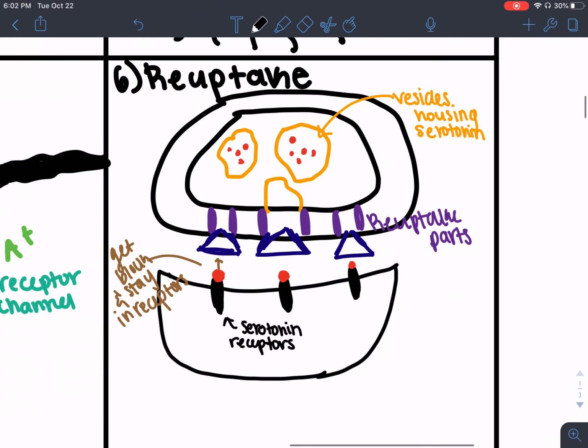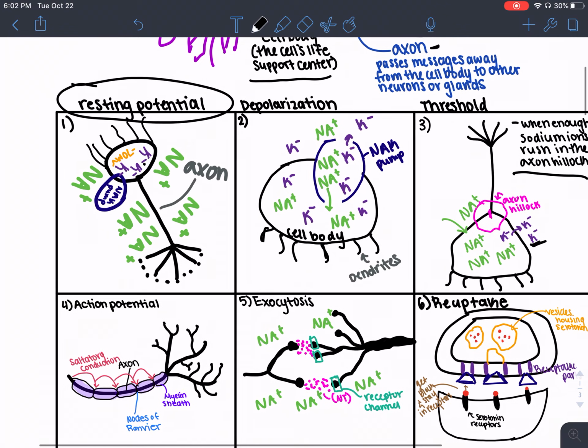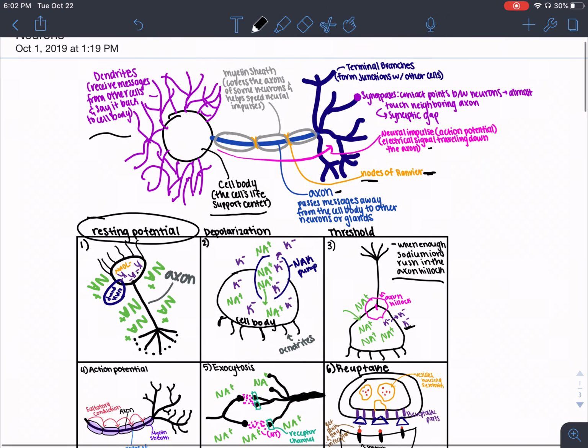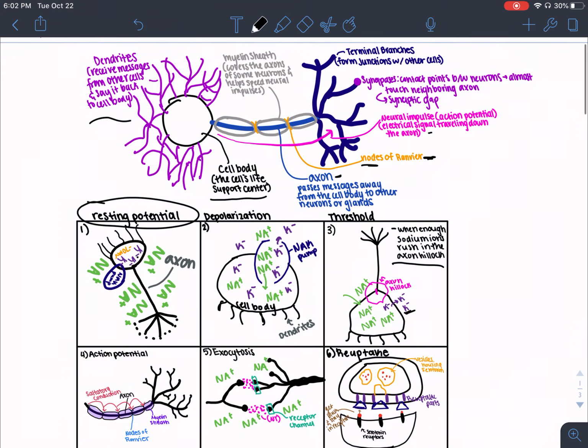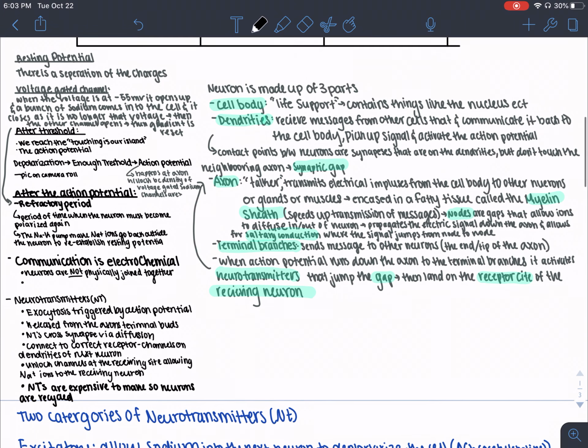Then you have your reuptake, which is the last step, where the neurotransmitters get recycled by the uptake parts. And you have your serotonin receptors and your vesicles that are housing the serotonin that's already up there, and you have your blockers. We do this because neurotransmitters are really expensive to make, so we just recycle them. And so that is the process of neural communication and some parts of the neurons. And there are some notes for more detail.